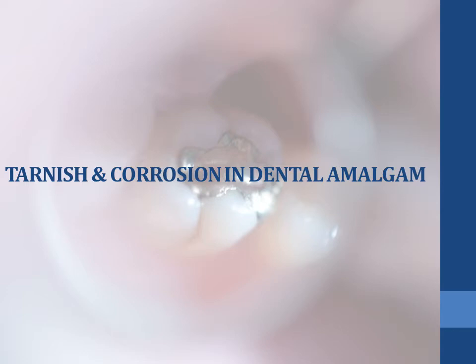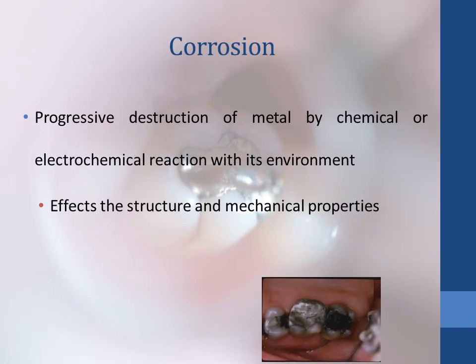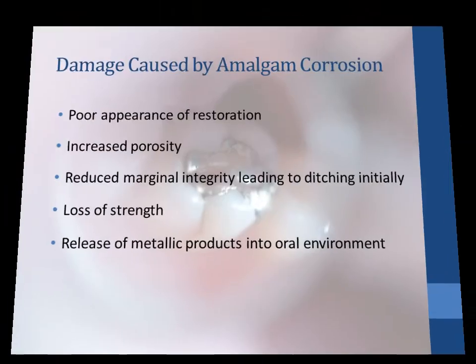Now another very important property of amalgam, corrosion. So we've discussed corrosion and tarnish previously. So let's go over the definition again. Corrosion is basically the progressive destruction of metal by chemical or electrochemical reaction with its environment, and this affects the structure and substructure as well as the mechanical properties.